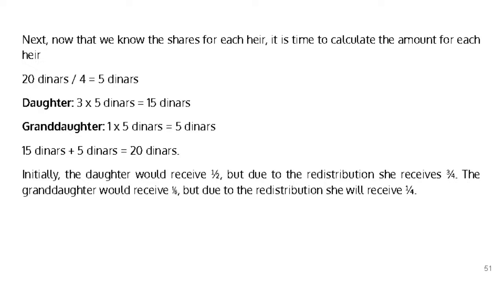So the daughter gets 3 out of 4 shares, 3 times 5, 15. And the granddaughter gets 1 out of 4, or 1 times 5, so 5 dinars. Together is 20. And if you do the math, it's correct. 15 divided by 20 is, right? It's 75%. And 5 over 20 is 25%. That's it. Makes sense? This is easy.